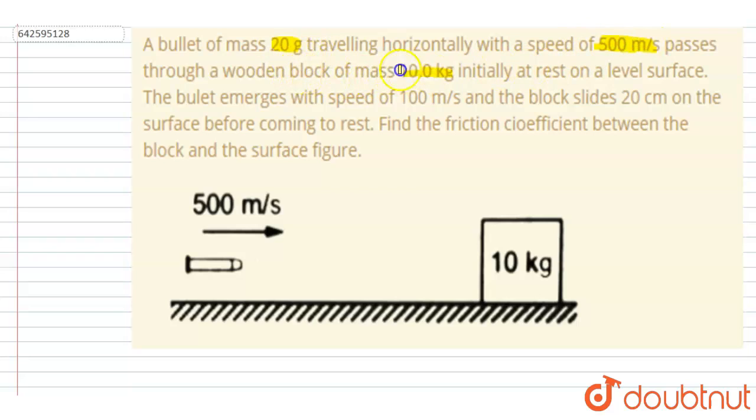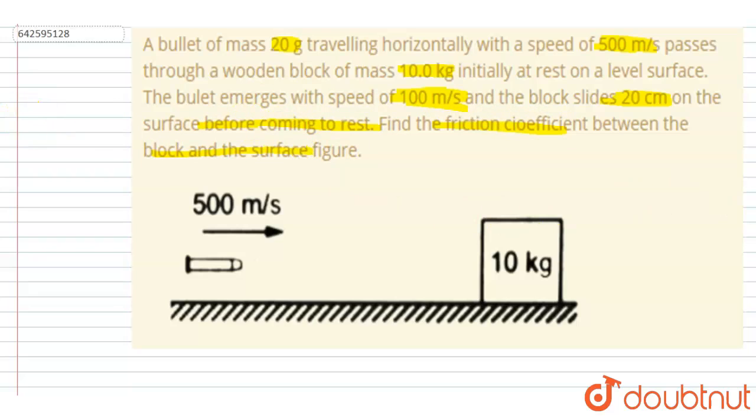A bullet of mass 20 gram traveling horizontally with a velocity of 500 meter per second passes through a wooden block of mass 10 kg initially at rest on a level surface. The bullet emerges with a velocity of 100 meter per second. The block slides 20 cm on the surface before coming to rest. Find the friction coefficient between the block and the surface.